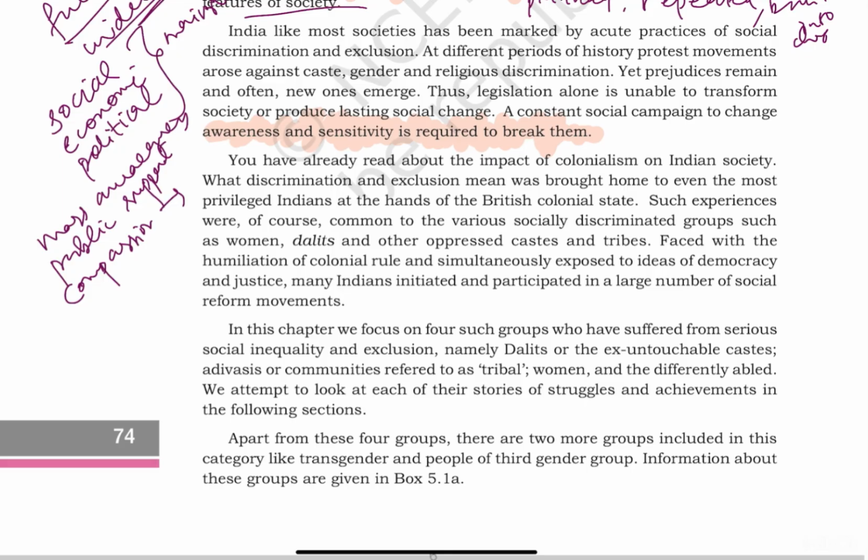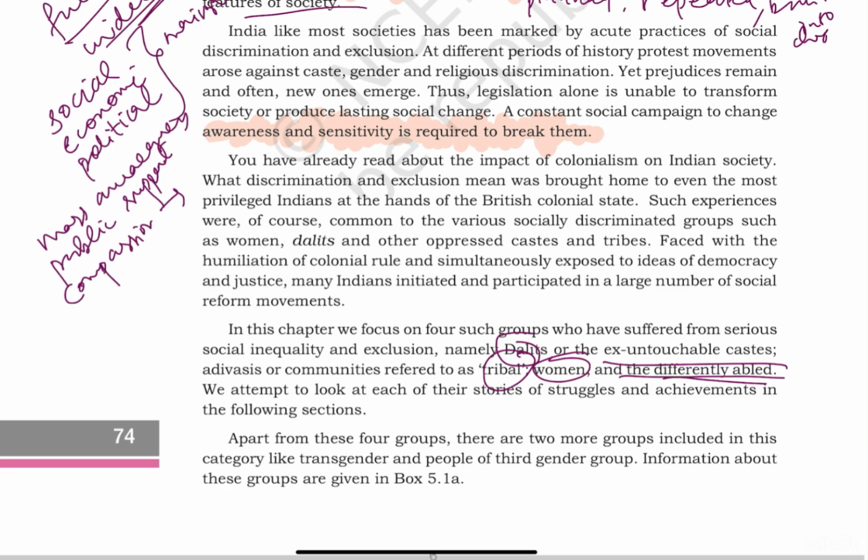And you have already read the impact of colonialism on Indian society, and what discrimination and exclusion was brought home to even the most privileged Indians. So these experiences were common to various socially discriminated groups like women, Dalits, oppressed castes and tribes. And in this chapter, we are particularly focusing on Dalits, or the ex-untouchable castes, tribals, women, and differently abled. So we will be covering these groups in the chapter ahead.